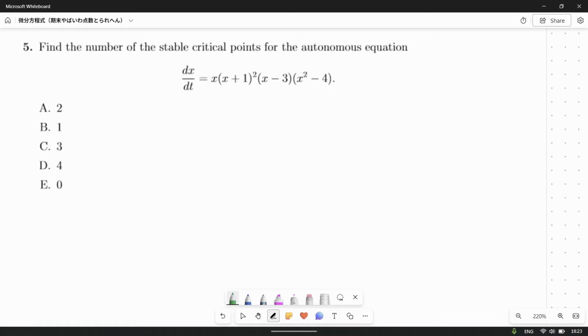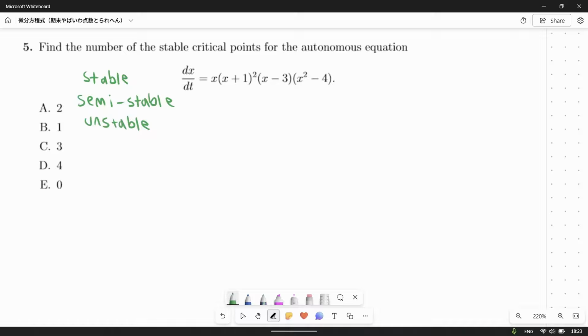All right, so in this question, we're dealing with an autonomous differential equation, and it's asking us to decipher which of the critical points of the autonomous equation are going to be stable. Recall that autonomous equations are going to have critical points, and those critical points can be one of three things. They can either be stable, semi-stable, or unstable.